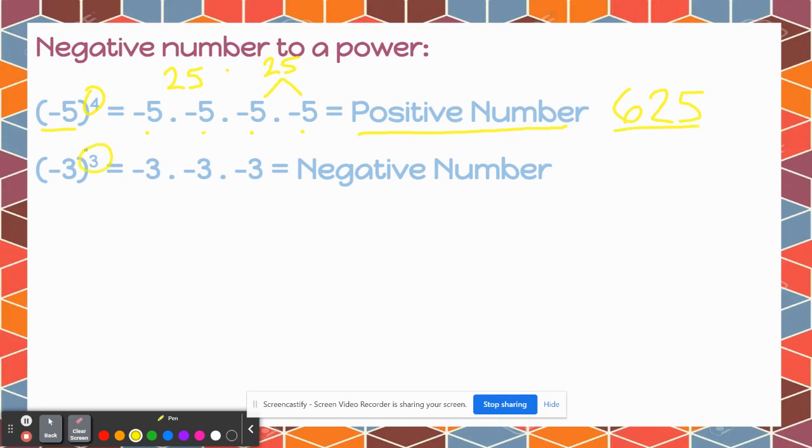Versus if you have an odd number exponent, well, negative 3 times negative 3 is 9, and then times negative 3, that you have negative 27. So it'll be a negative answer. So if your exponent is odd, it's negative. If your exponent is even, it's positive. And that's just if you're multiplying negative numbers, just a shortcut.